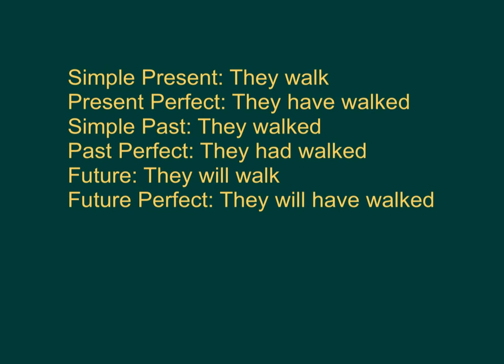The 6 basic tenses. Simple present: they walk. Present perfect: they have walked. Simple past: they walked. Past perfect: they had walked. Future: they will walk. Future perfect tense: they will have walked.